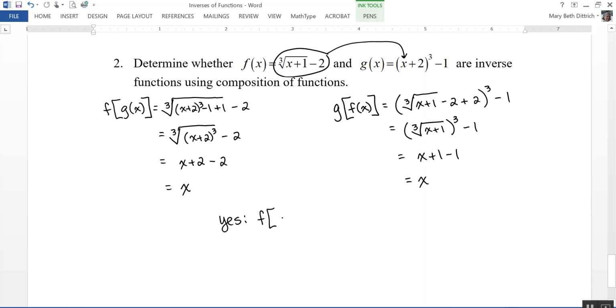because f of g of x is equal to g of f of x, which is equal to x.